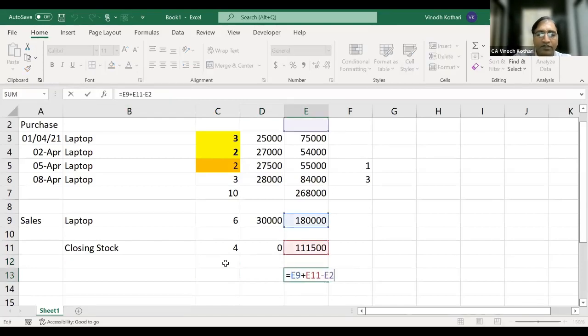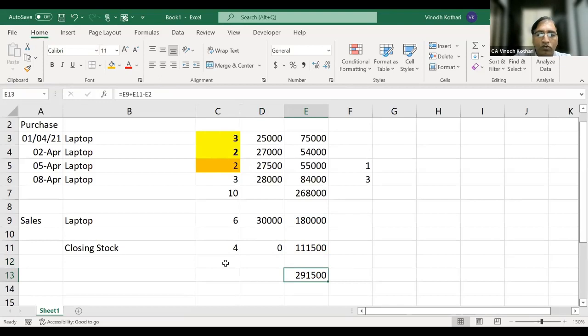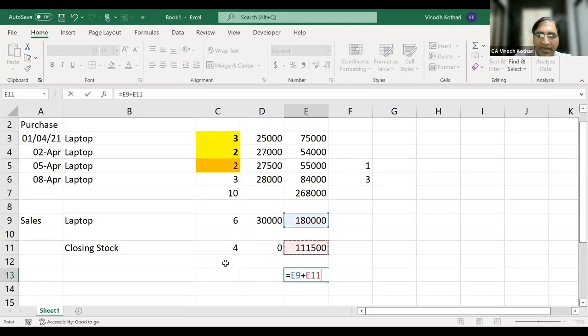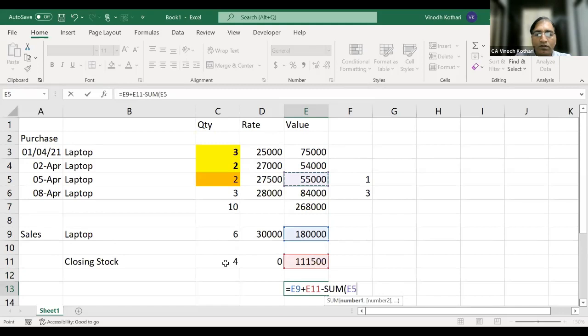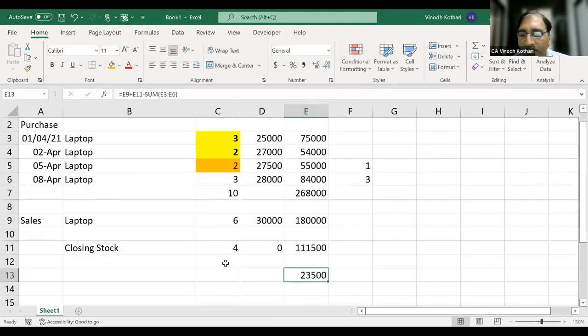Okay, we have changed the sum. So it equals sales plus closing stock minus your purchase. So what is your gross profit? Your gross profit is 23,500. Now, did you understand this closing stock part?